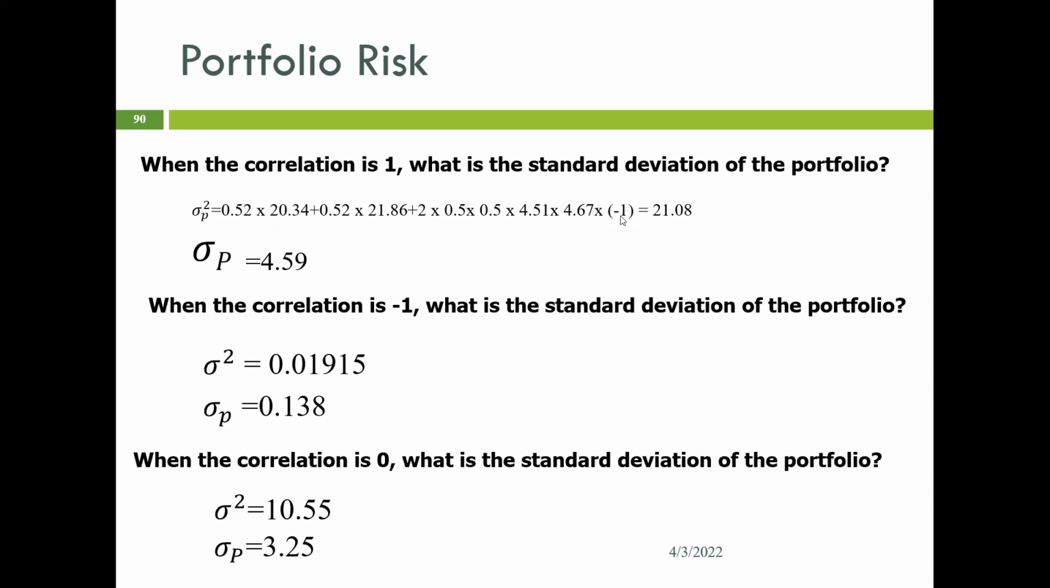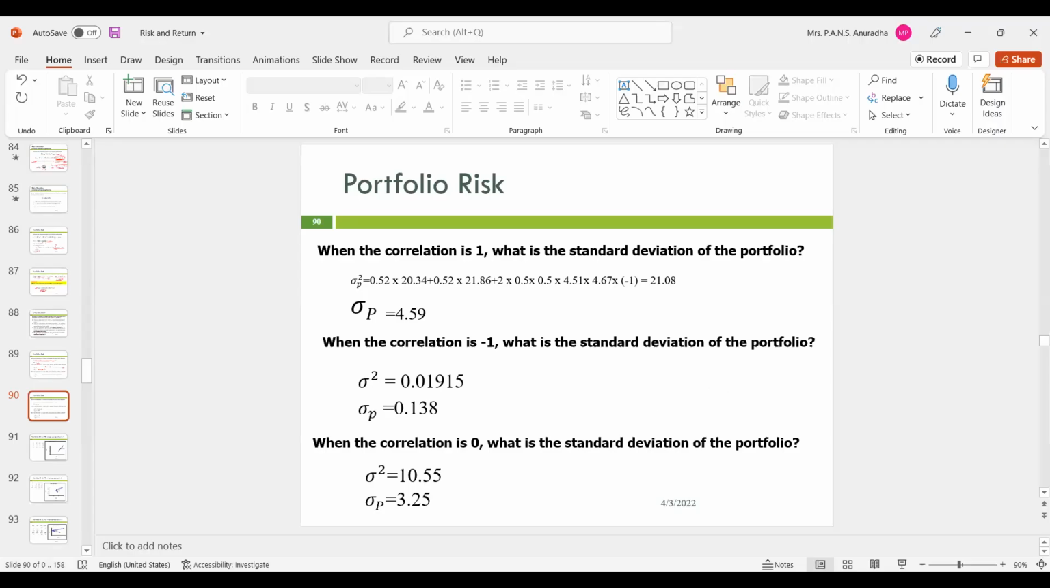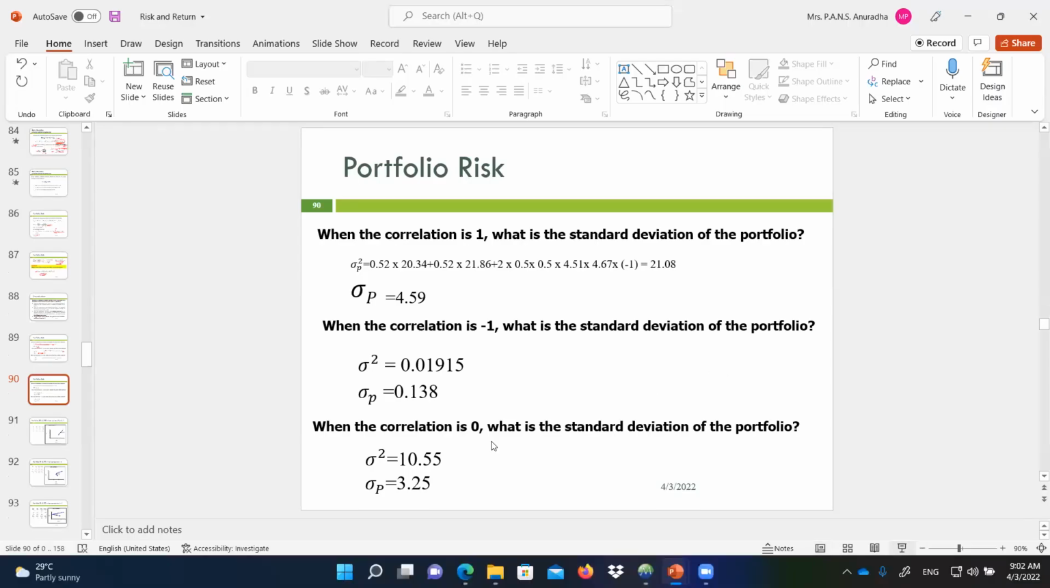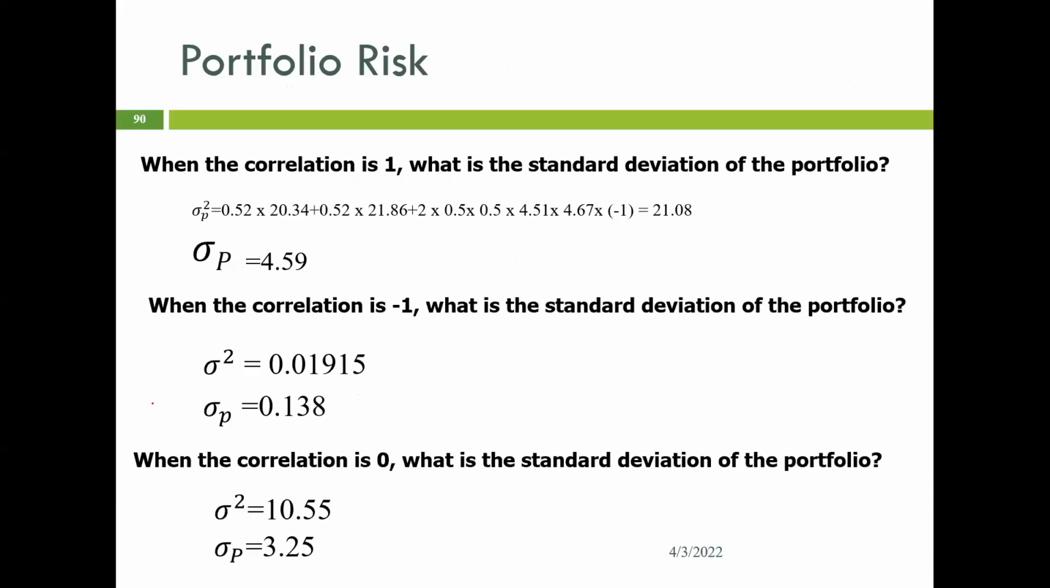Now you can substitute 0 as the correlation coefficient and see the number that you will get is 3.25. You will get a portfolio risk of 3.25 when the correlation coefficient is 0. Right? So you will get this number, you can check it. So now see, even moderate level diversification is there.